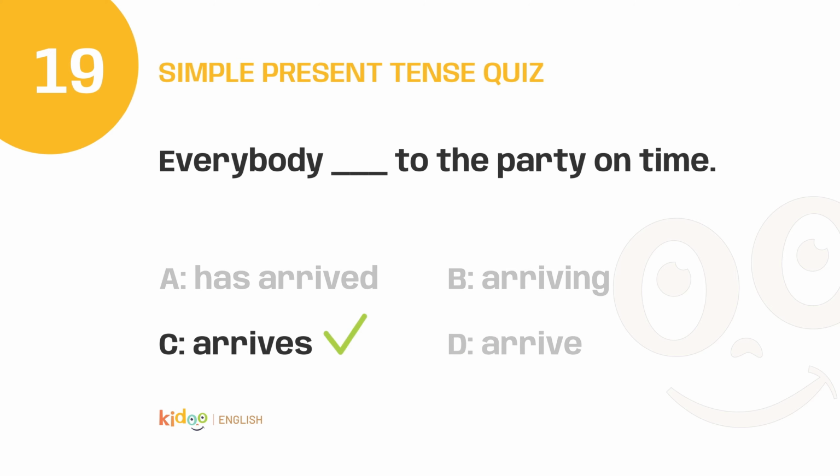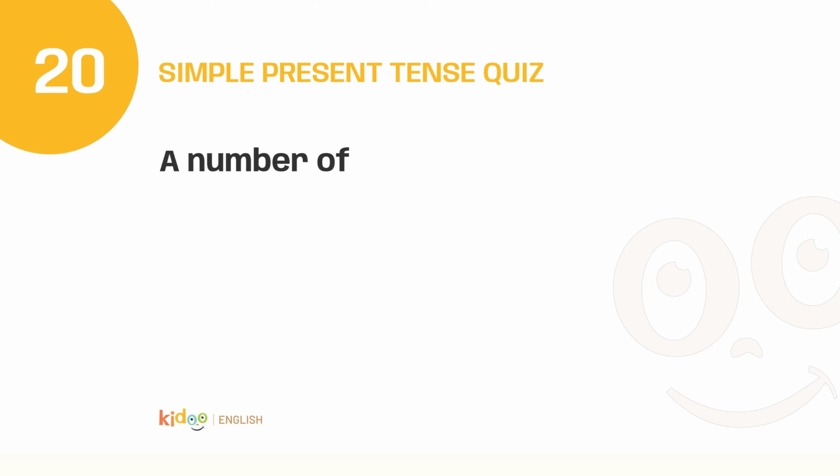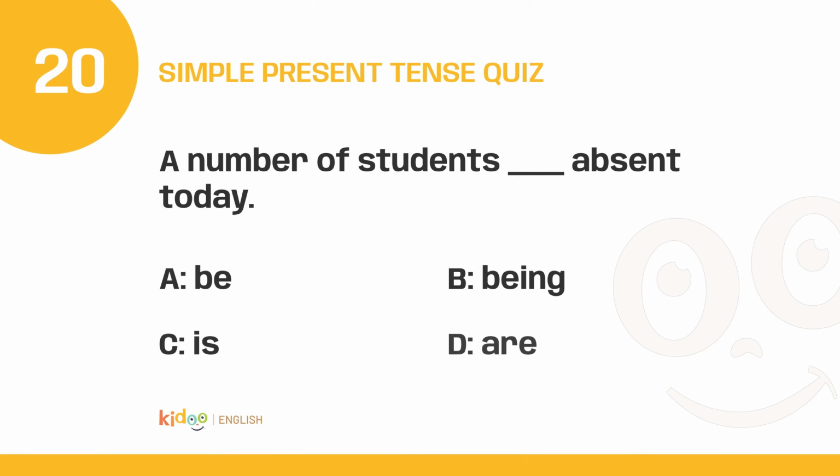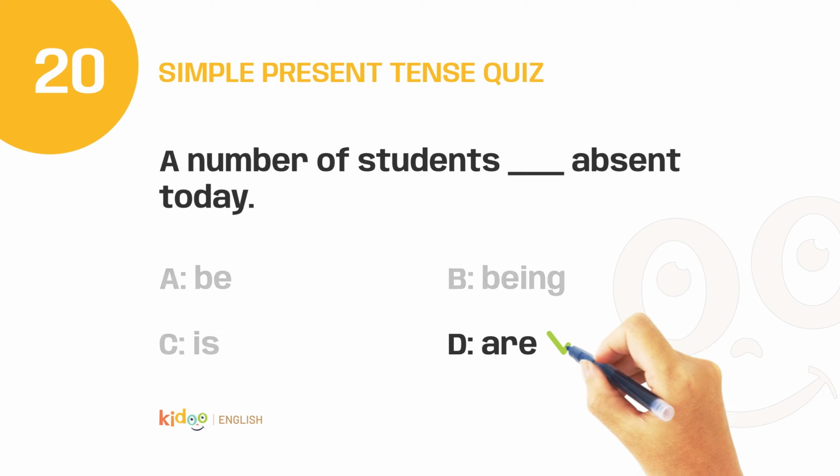Everybody arrives to the party on time. Everybody is treated as singular, so it pairs with the verb arrives. A number of students are absent today. The phrase a number of is treated as plural, so it pairs with the verb are.